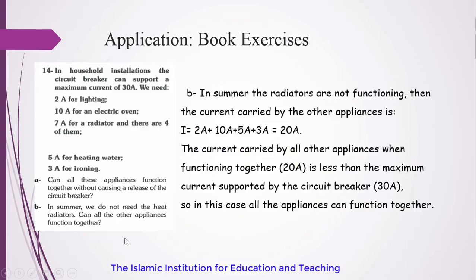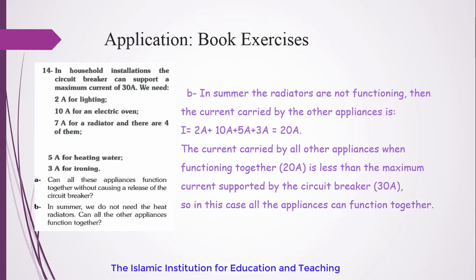Now let's move to solve part B, which is the last one. In summer, we do not need the heat radiators. Can all the other appliances function together? If in summer the radiators are not functioning, then we will not add the current carried by them. So the current carried by the other appliances is the sum of 2 plus 10 plus 5 plus 3 without taking into consideration the 7 ampere times 4. The total will be 20 ampere. We compare this value to the maximum current supported by the circuit breaker. It is less, so in this case all the appliances can function together.